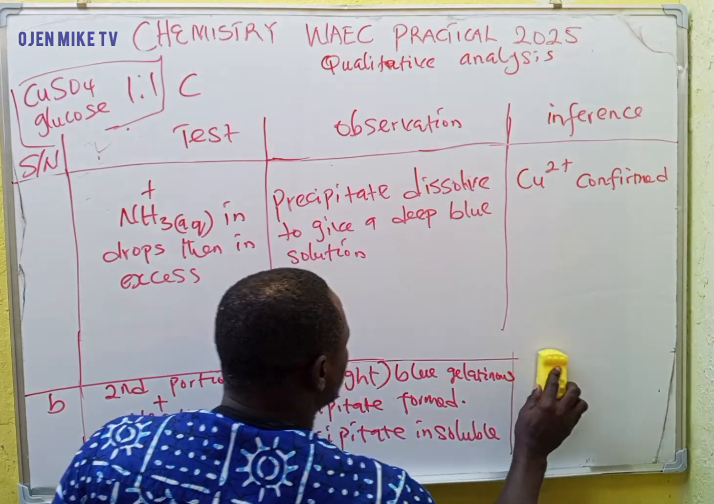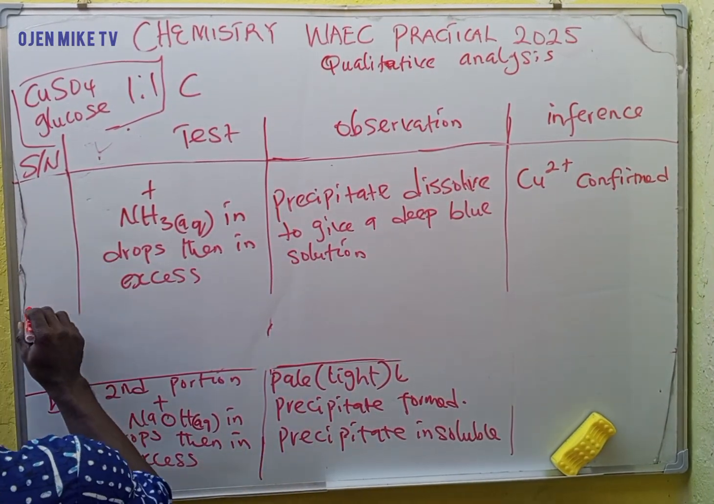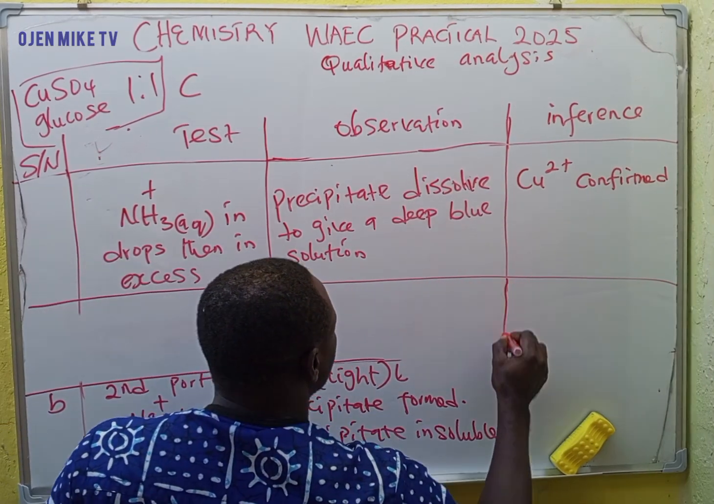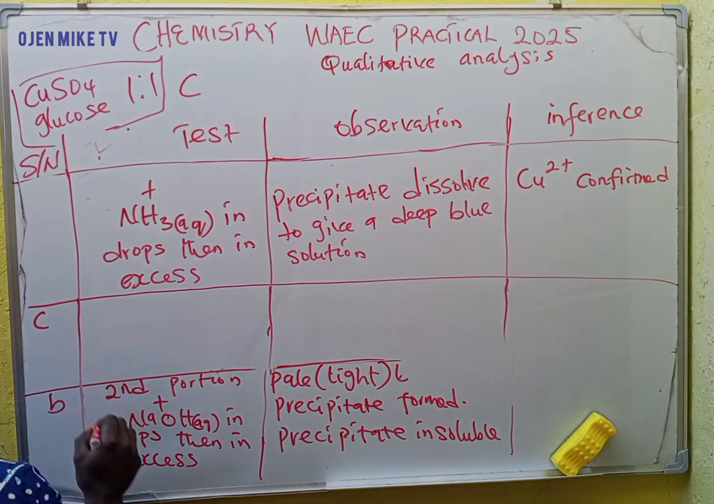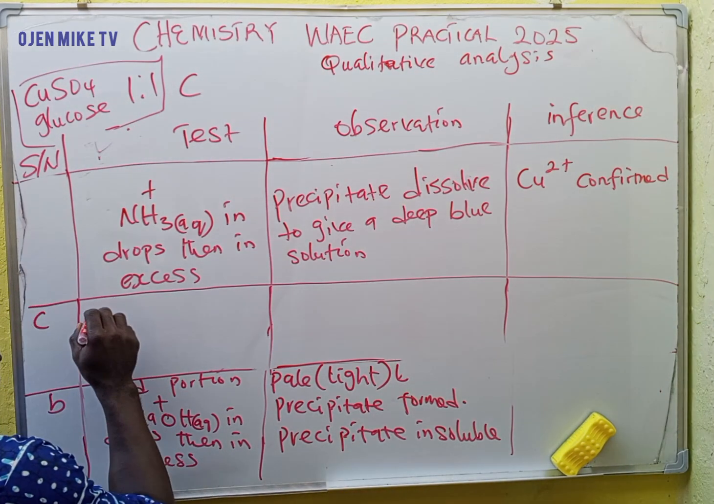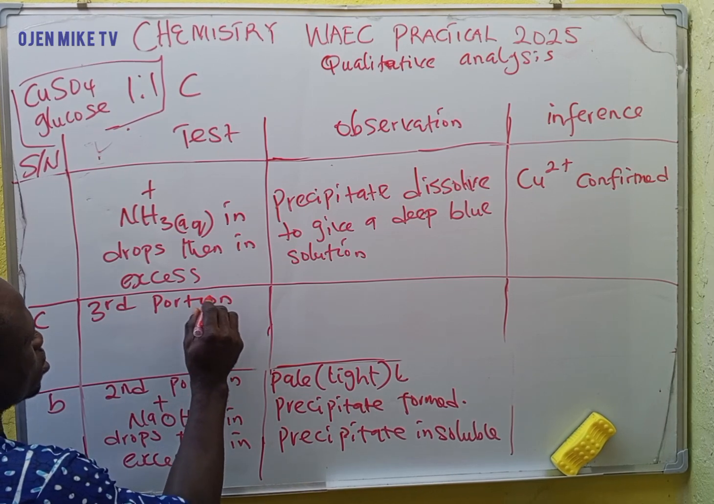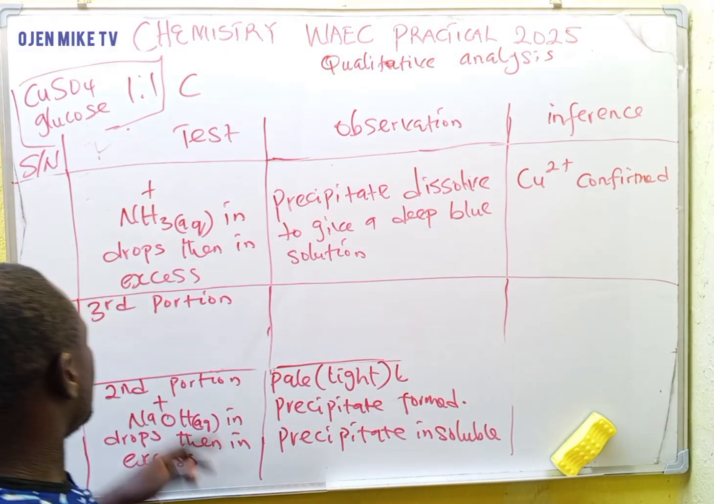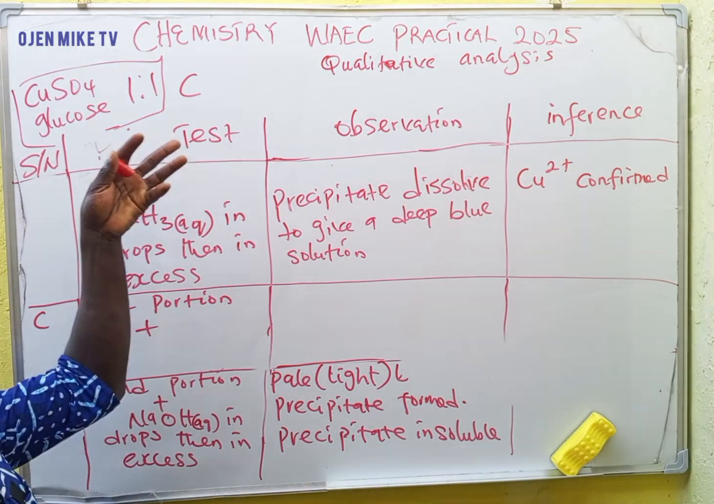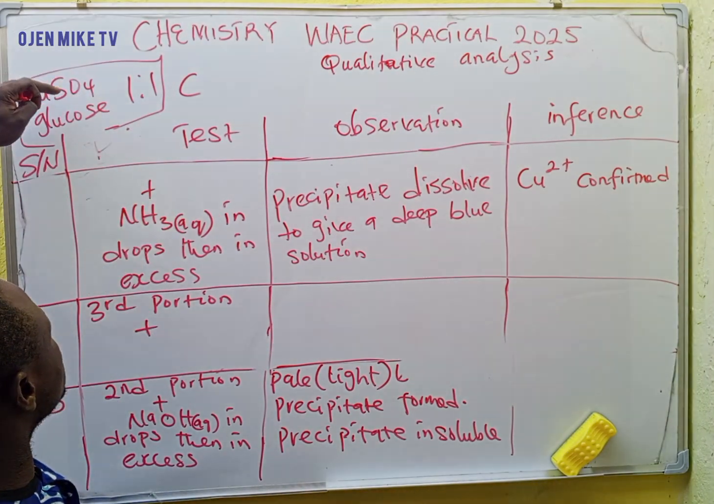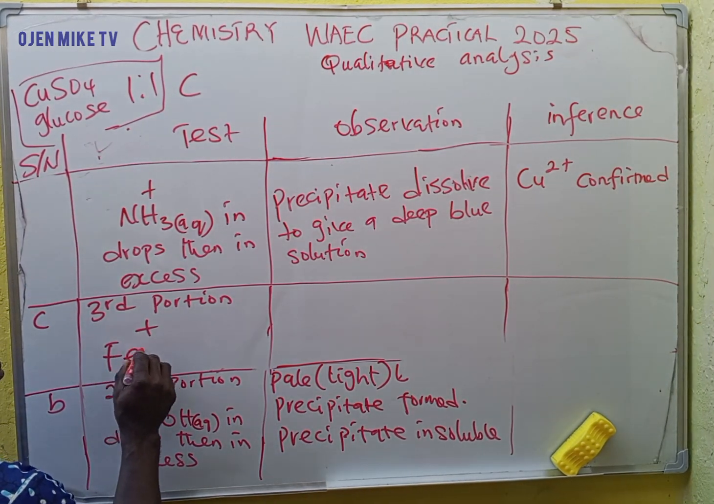The next thing now is the third portion. Remember, we said you are going to divide this one into 3. The third portion, let's just say is C. To this third portion, you have to add the mixture of copper sulfate and glucose plus Fehling solution.